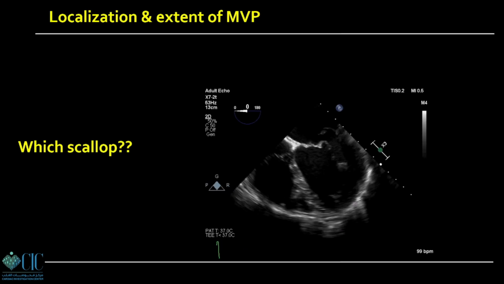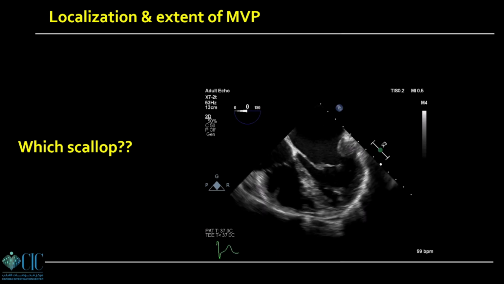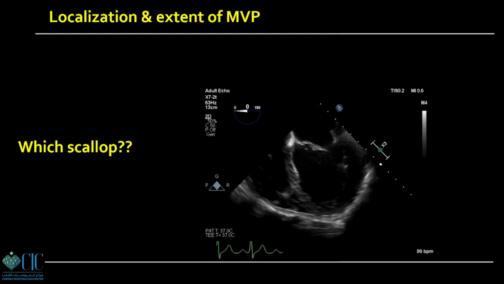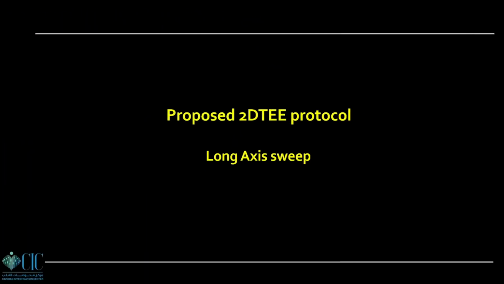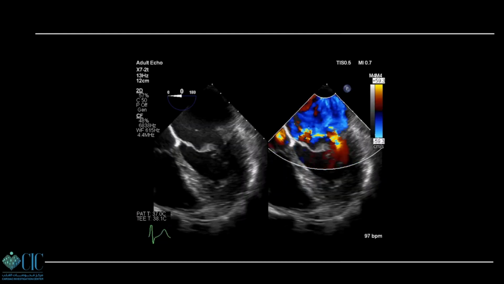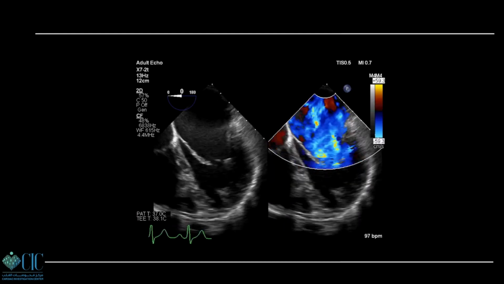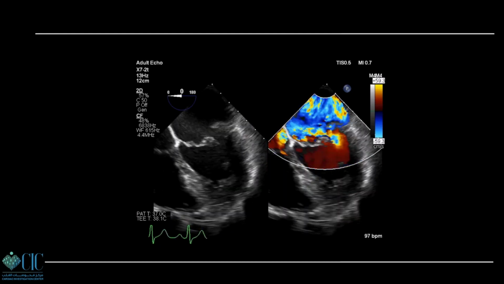Okay, what if you have a patient with TEE? A patient like this has mitral valve prolapse of the posterior leaflet, but then the question comes, which scallop is which? Proposed protocol, if you don't have 3D and you have only a 2D probe, you can do something called a long axis sweep. So with a patient like this with severe mitral regurgitation with prolapse, we need to tell the surgeon or the interventionist which scallop is which.